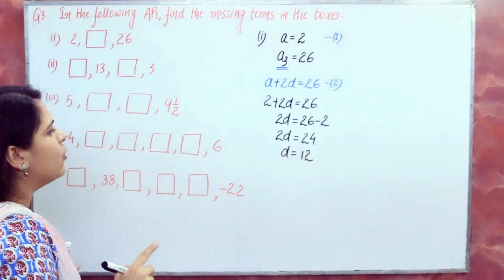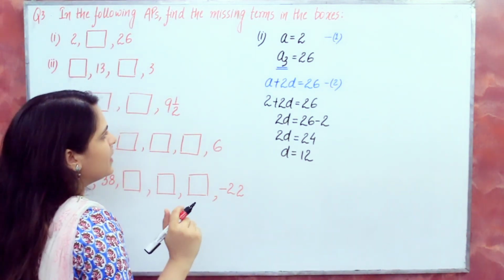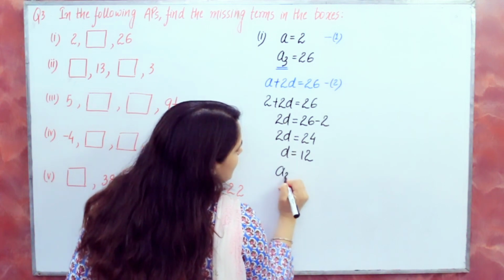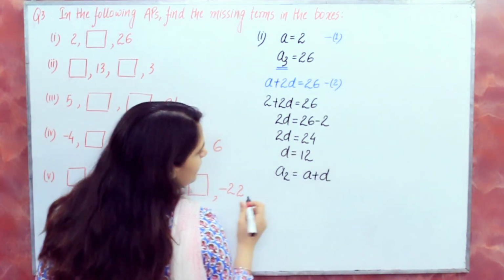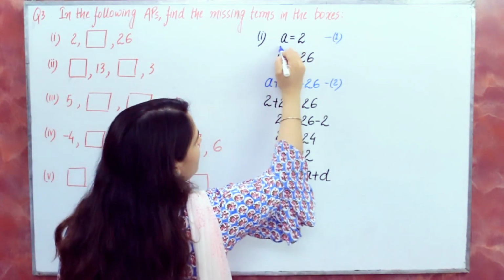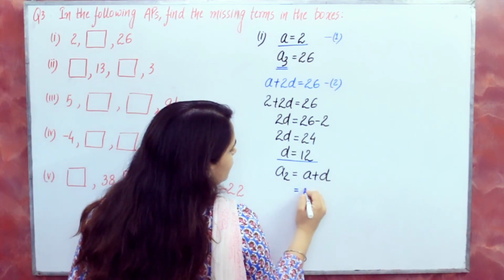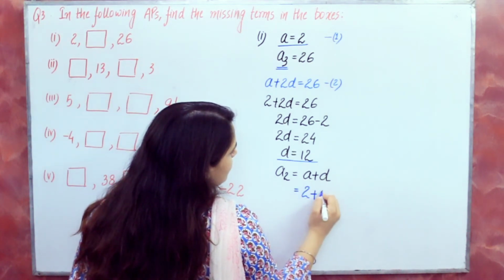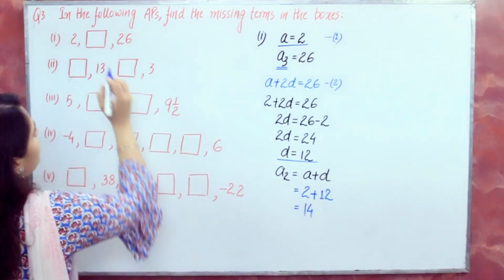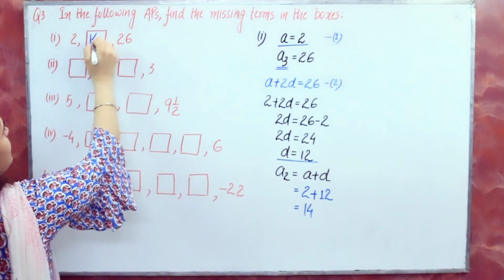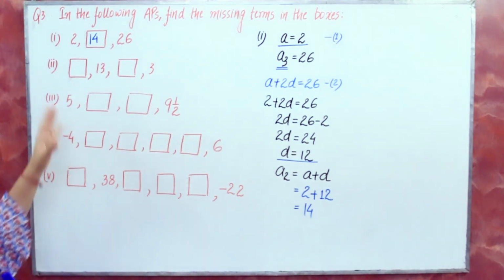Now we know the value of the common difference, and here you have to find the second term. The second term a2 is equal to a plus d, that's the formula, and we know the value of a as well as the value of d. So let's substitute the values. So 2 plus 12 is equal to 14. So this missing term will be equal to 14. So this way you can find missing terms.